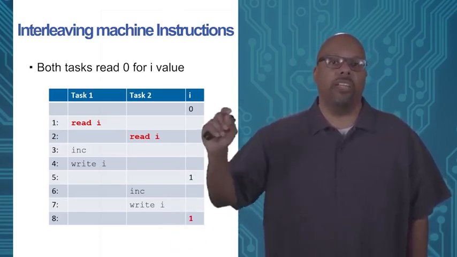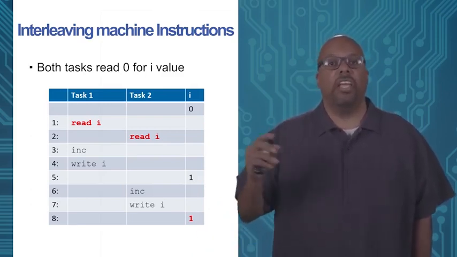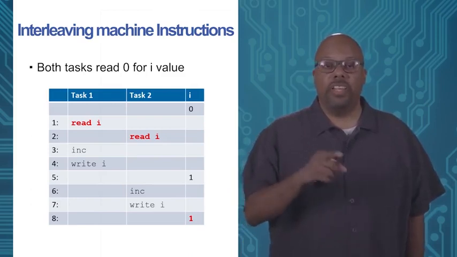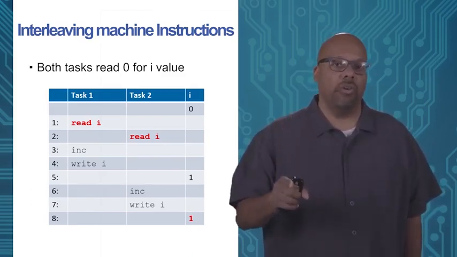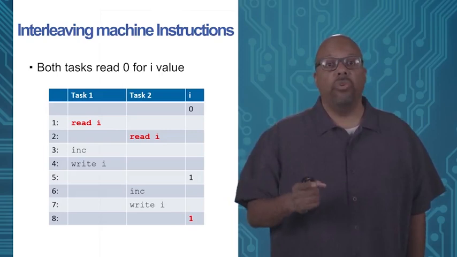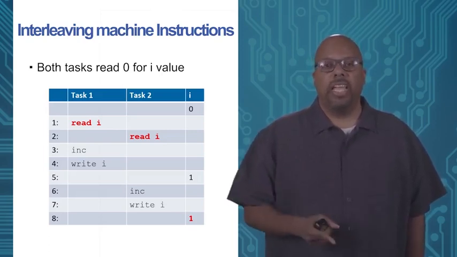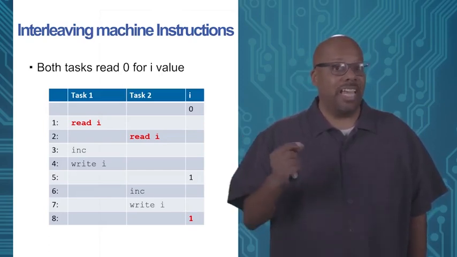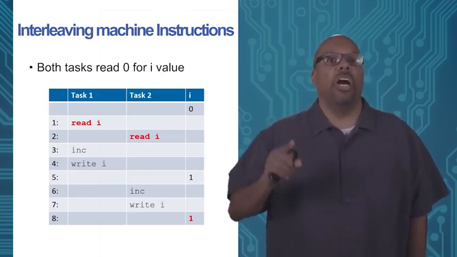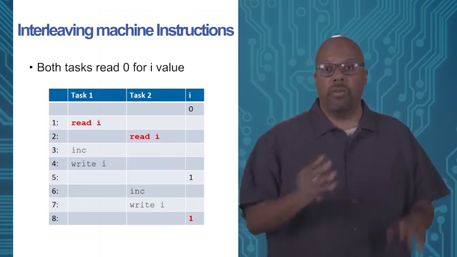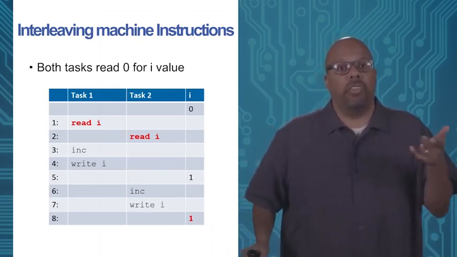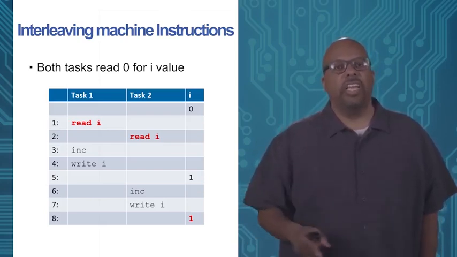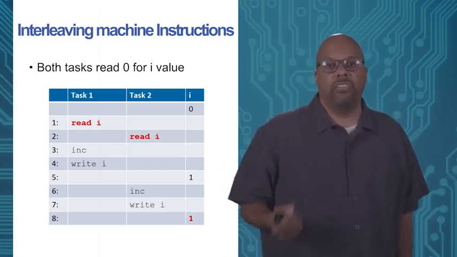So it writes a 1 into the location of memory where I goes, and you can see that I is equal to 1. But remember that task 2, the read that it did in step 2, it still read a 0. So by the time task 2 does its increment in step 6, it's incrementing what it read, which was a 0. It's not incrementing the actual value of I in memory, which is now a 1, right? Remember, task 1 wrote a 1 back to memory in step 4. But that's not what was read by task 2. Because of this interleaving, task 2 read the old value of I, 0.